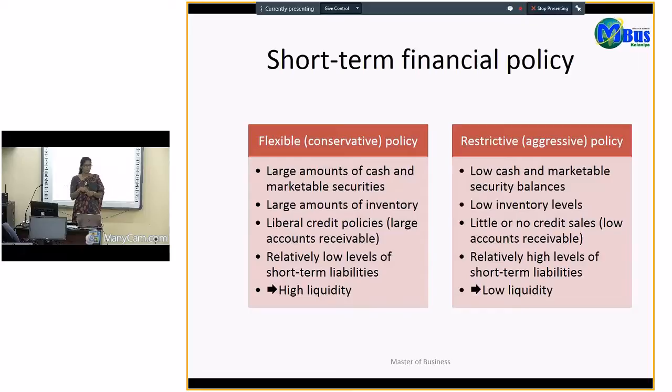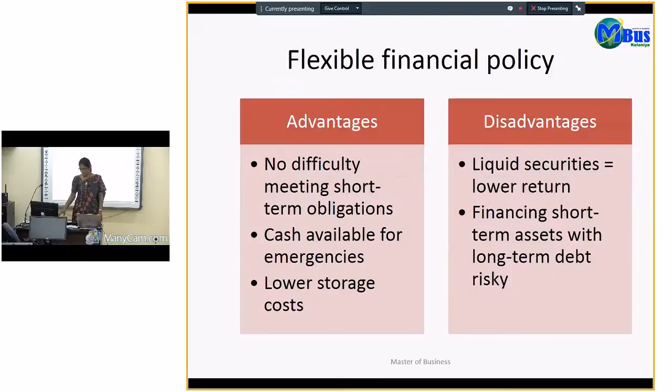Flexible is not good and restrictive is not good. There are advantages and disadvantages of both models. Flexible policy: no difficulty in meeting short term obligations. We have discussed this, right? Cash available for emergencies, lower storage cost, liquid securities, lower return, right? Financing short term assets with long term debt, which is risky. We discussed this, right?